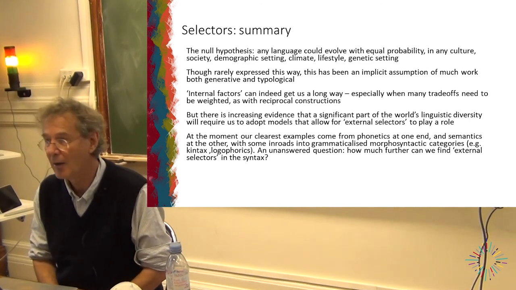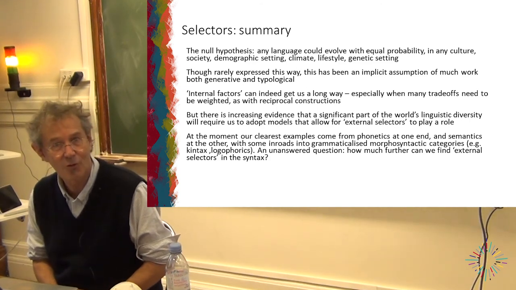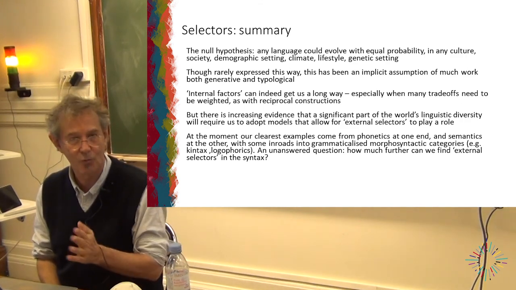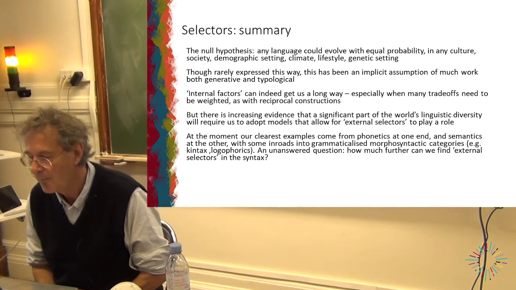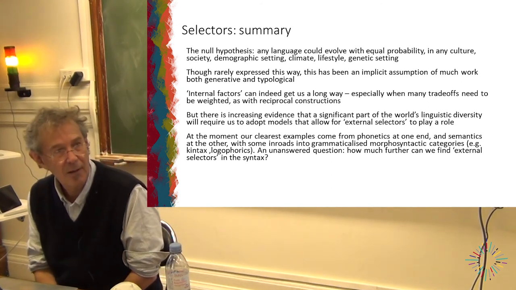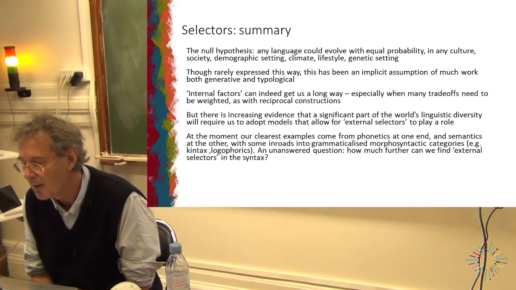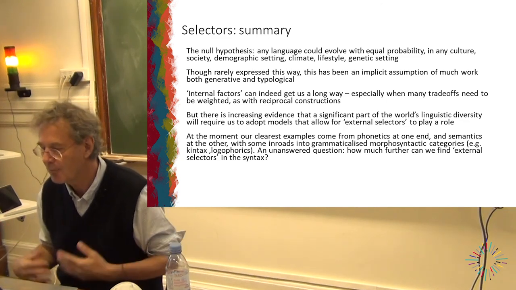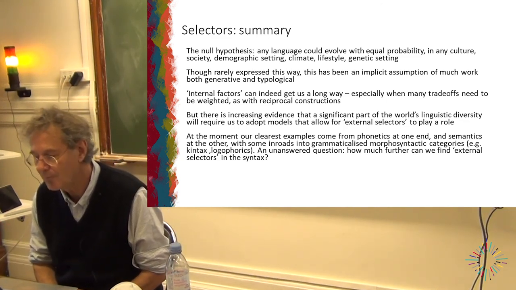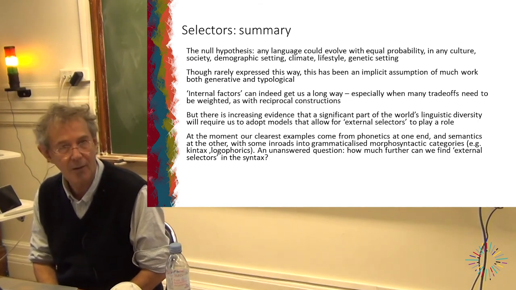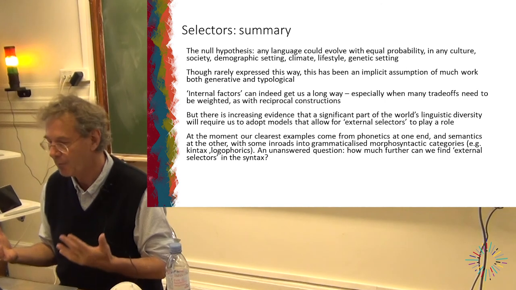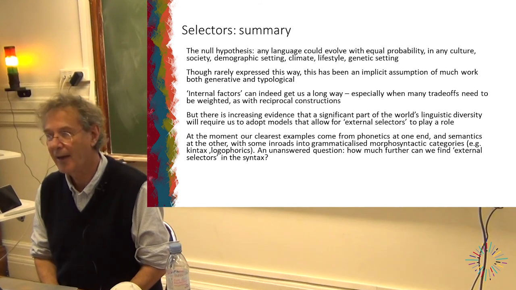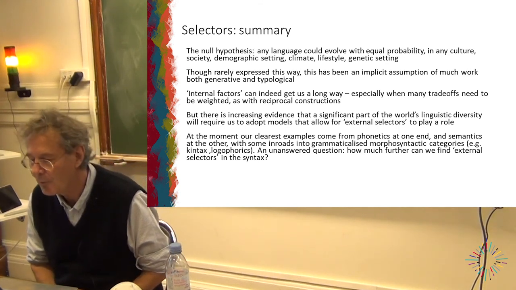Then we can talk about internal factors, and of course when I say internal factors, I mean language internal, which by definition are sort of neutral to those other factors. And they can get us a long way, and the reciprocals example was there to show that. You get trade-offs between lots and lots of systems because languages are complex systems. And they can get a long way, but there's still a large part of the world's language diversity unaccounted for, possibly unaccountable for, in that way.